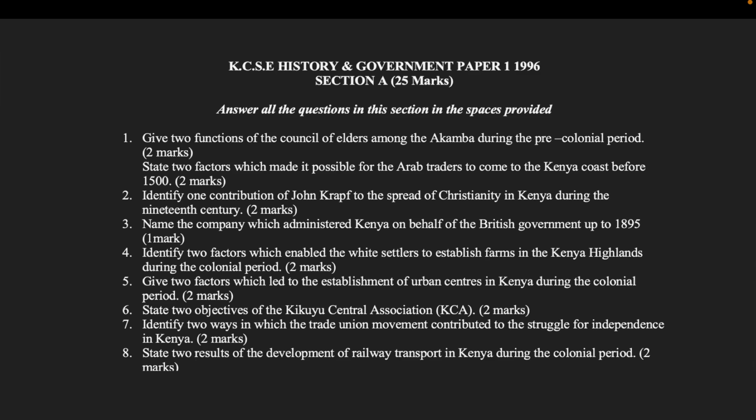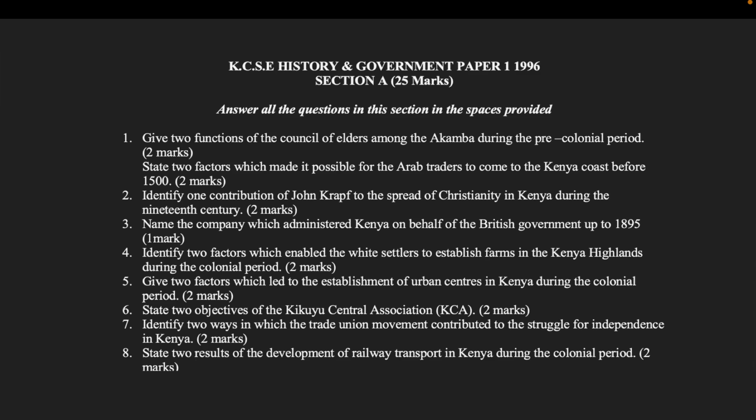3. Give one contribution of John Krapf to the spread of Christianity in Kenya during the 19th century. John Krapf built a church in Rabai. Converted people to Christianity. Translated the Bible into Kiswahili. Trained the first catechist who later spread the gospel. Encouraged other European missionaries to come to Kenya. His exploration of Kenya led to the opening up of the interior for more missionary activities.